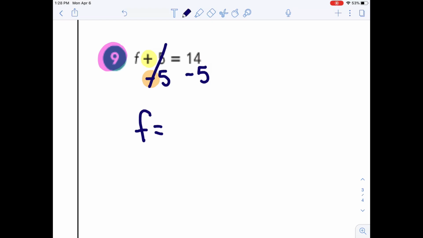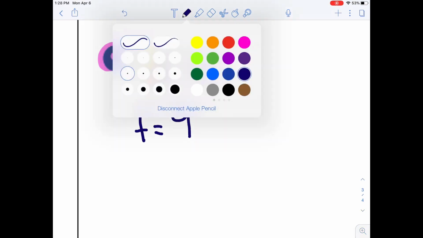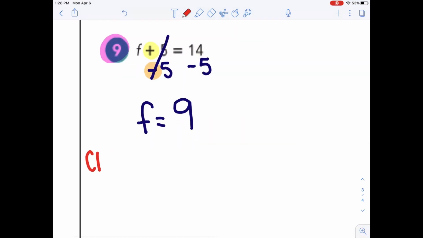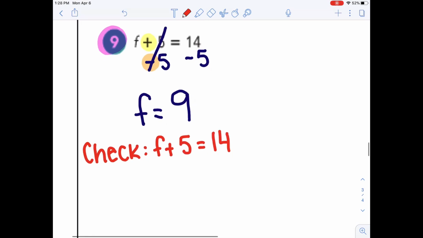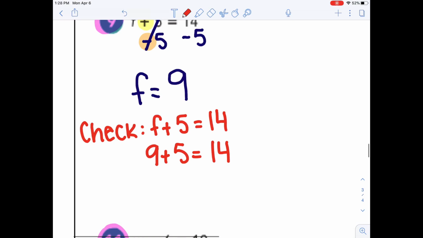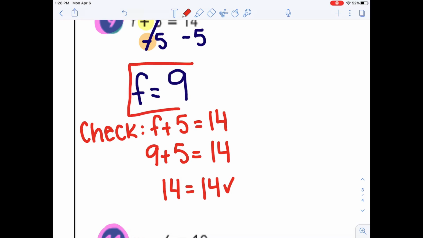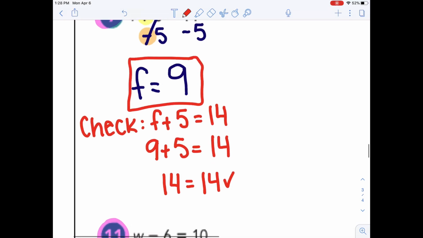So on the left side, I'm left with f. On the right side now, I need to subtract 14 minus 5. When I subtract 14 minus 5, I get 9. My final step then would be to check to make sure I have the correct answer. I'm starting with my original equation, f plus 5 equals 14. I'm going to substitute in 9 for f and solve. 9 plus 5 is 14, and that does equal 14. So I have the correct answer here of f equals 9.